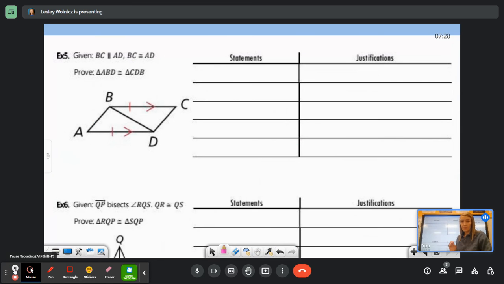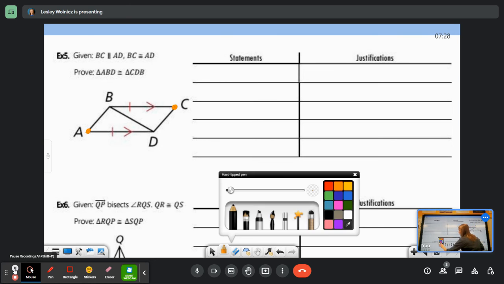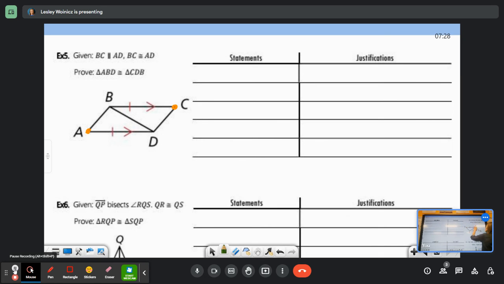Okay, I like this one. This one uses some Unit 1 stuff. So let's start with, well, we know what we need to prove. We have to prove these two triangles are congruent. So let me code them in color. So A corresponds with C. Vertex B corresponds with D.